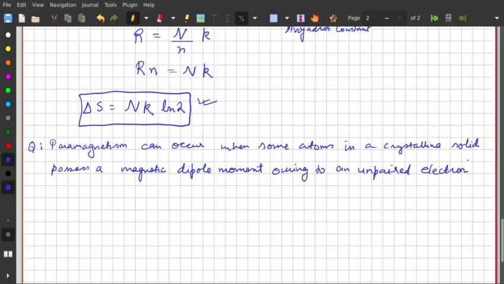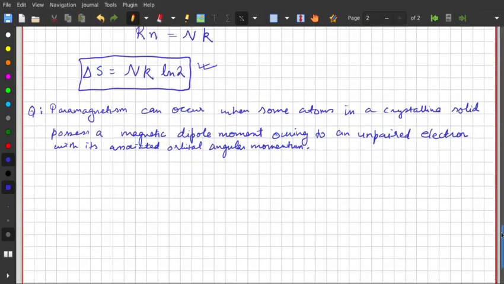With its associated orbital angular momentum. So that's what paramagnetism is. This is a concept in condensed matter physics.